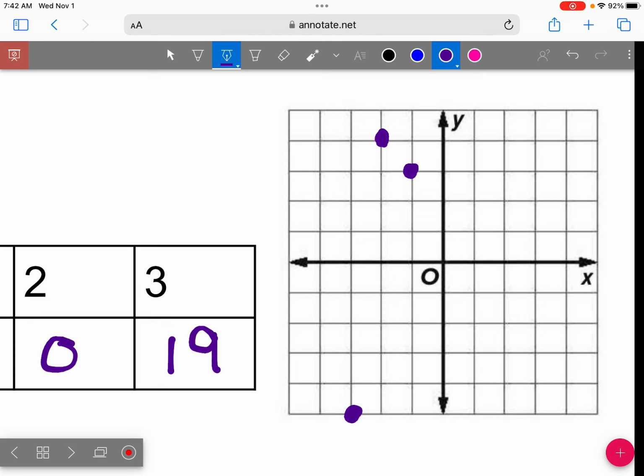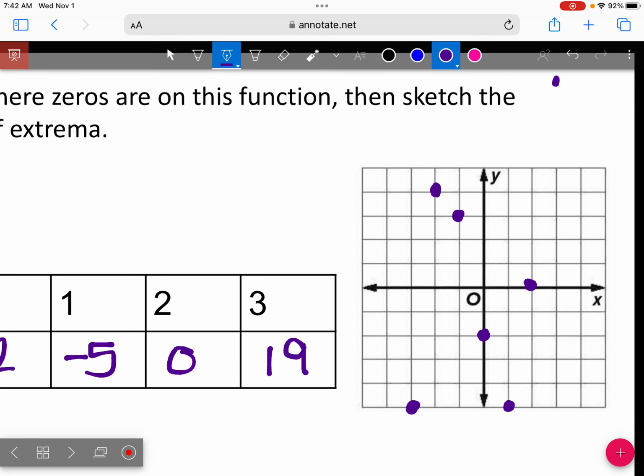-1, 3, 0, -2, 1, -5, 2, 0, and 3, 19. Way off the board. And this looks like chaos. Start at one end and then connect the dots without skipping any.